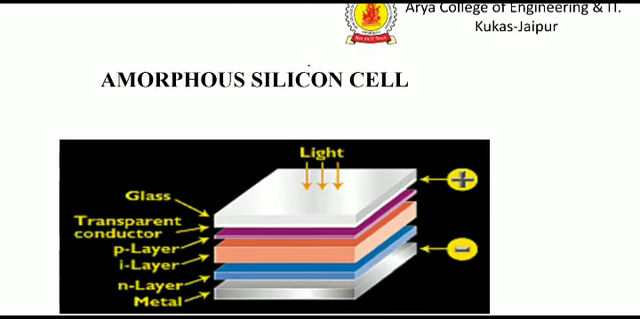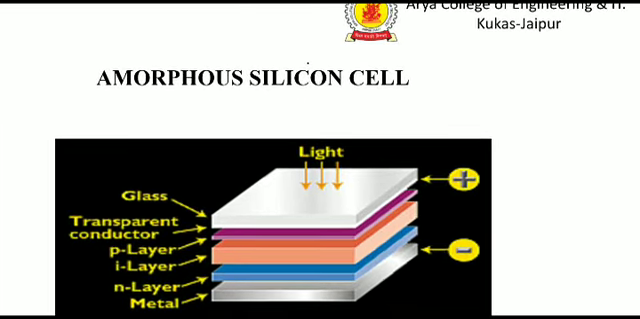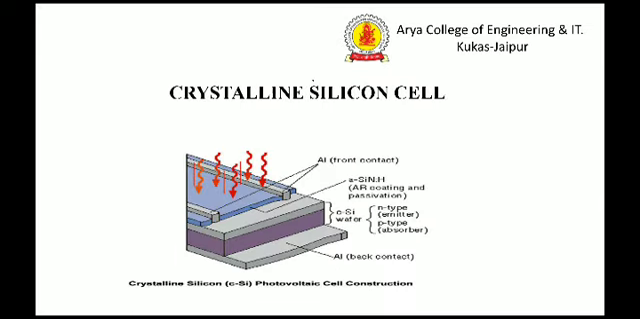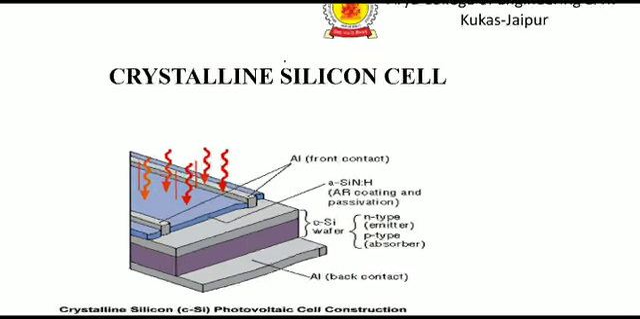This is the amorphous silicon cell, and we can see the different parts of the cell. The upper layer is glass, then a transparent conductor, then the p layer, then i, then the n layer, then metal. We can see plus and minus signs on the upside and downside, and how light falls on the amorphous silicon cell.